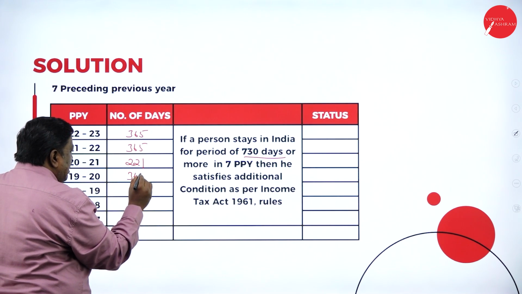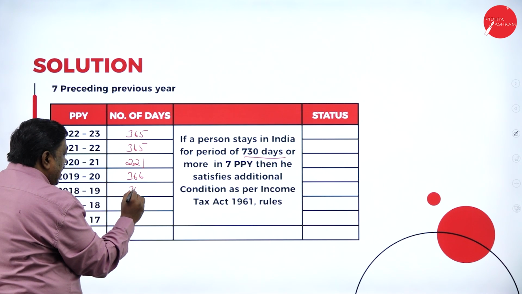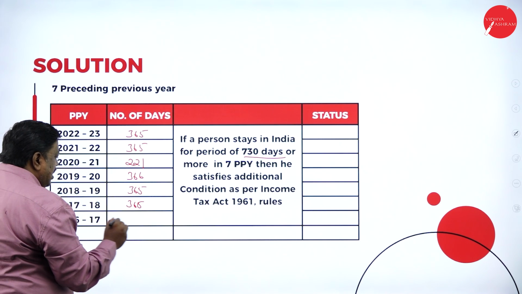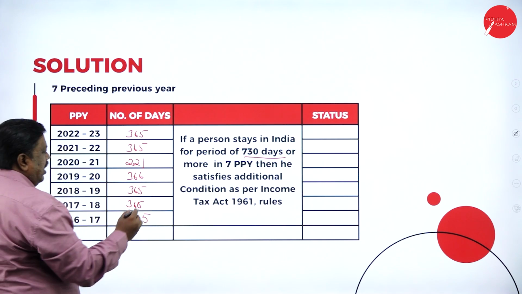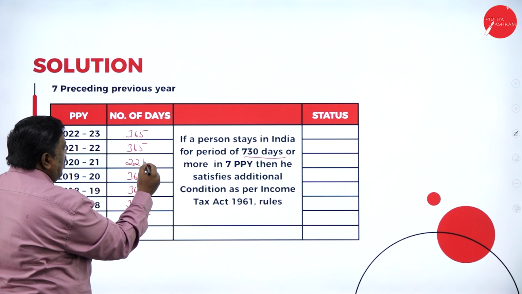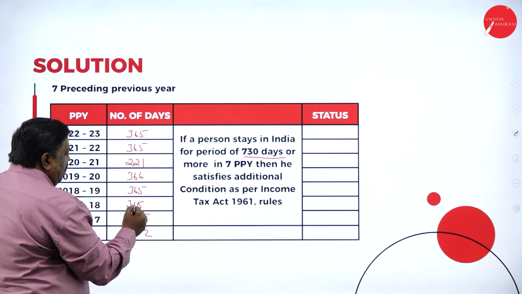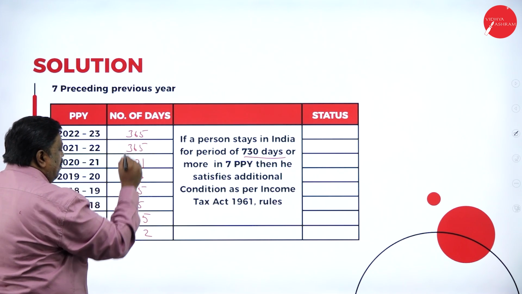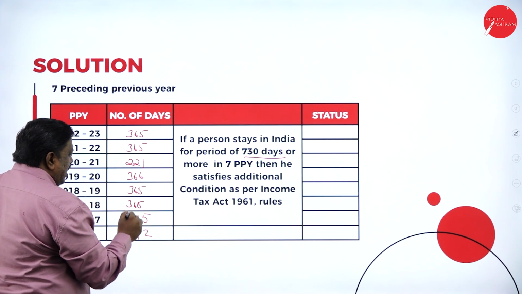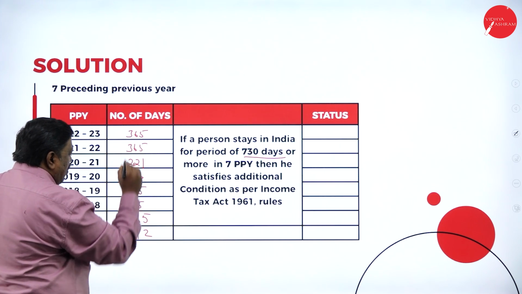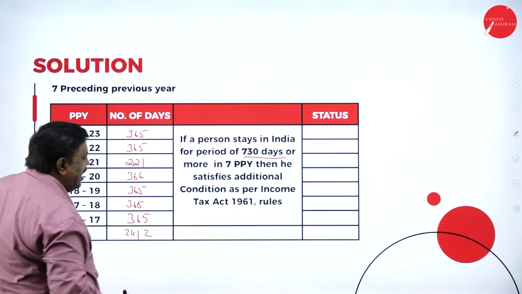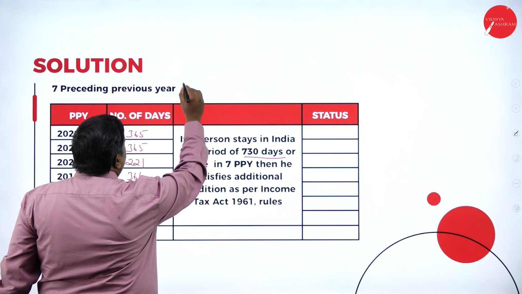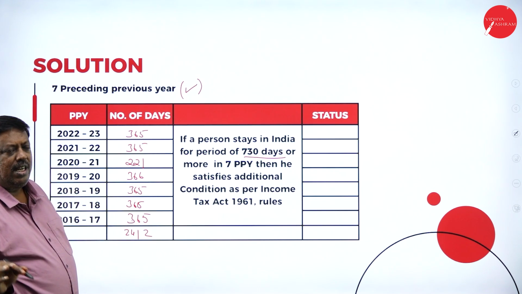19-20, I was in India. 18-19, I was in India. 17-18, I was in India. 16-17, I was in India. 10, 15, 21, 22, 32. 2, 3 carry. 15, 21, 27, 29, 35, 35 plus 6, 41, 1, 4 carry. 7, 10, 16, 18, 24. So 2,412 days I was in India in 7 preceding previous year. The condition is 730 days. So I've satisfied my first additional condition.